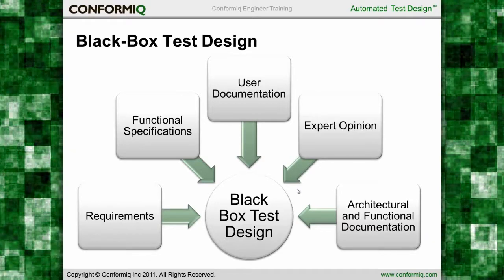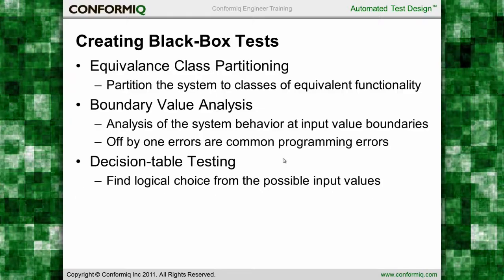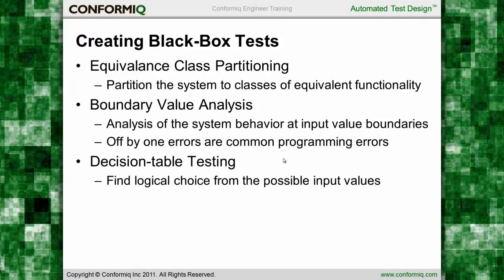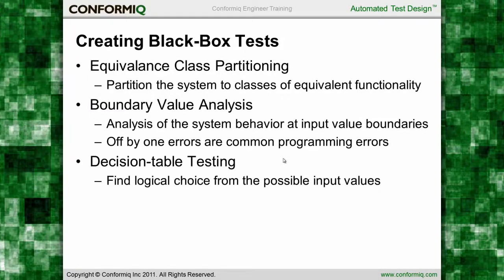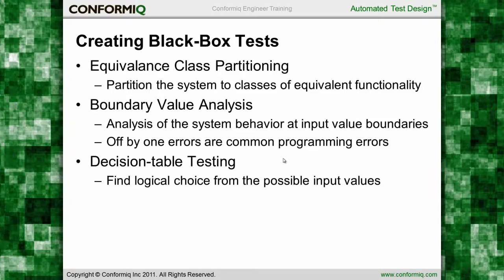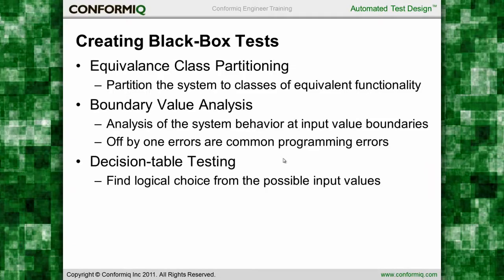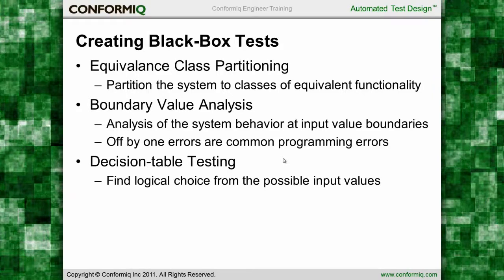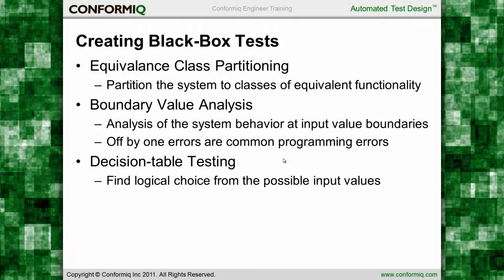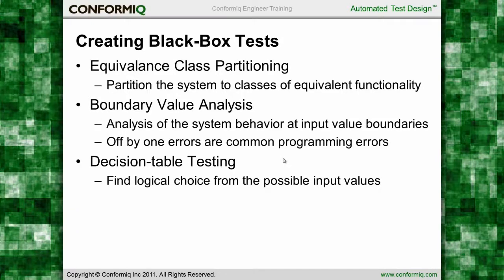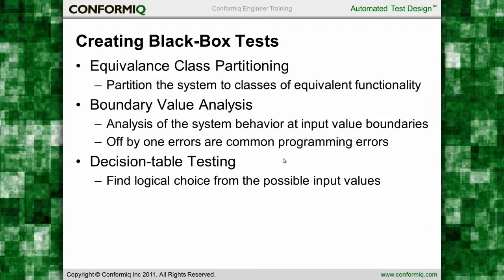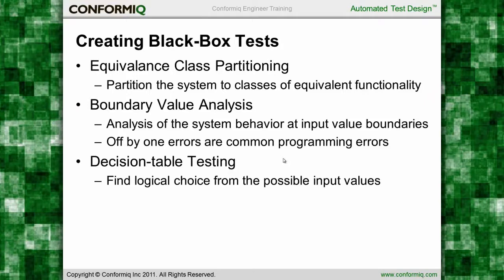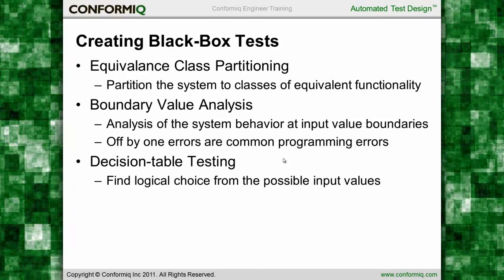In creating black box tests, a test designer uses various test design heuristics, some of which are listed here. In equivalence class partitioning, the test designer looks at different conditions in the system, different executions of the system, and then based on that tries to classify these different executions to equivalent functionality, and thus minimizing the test work, yet trying to test the system as well as possible.